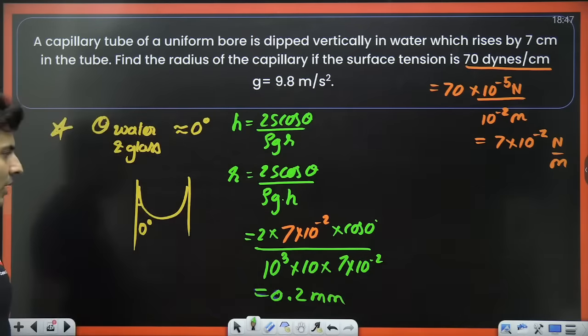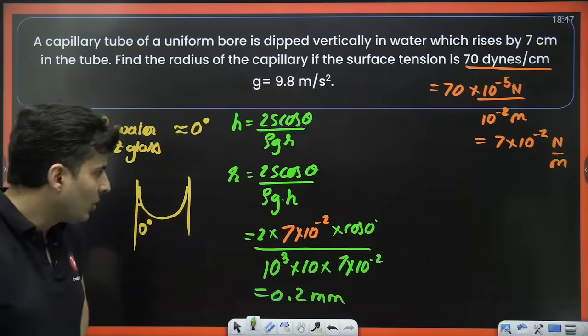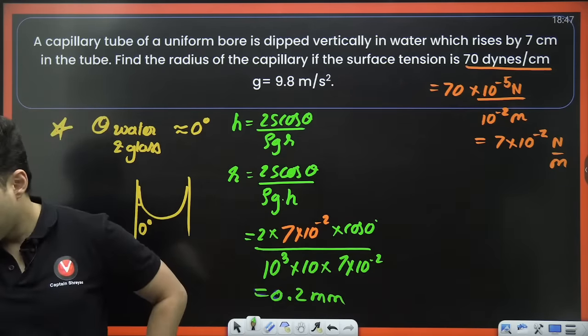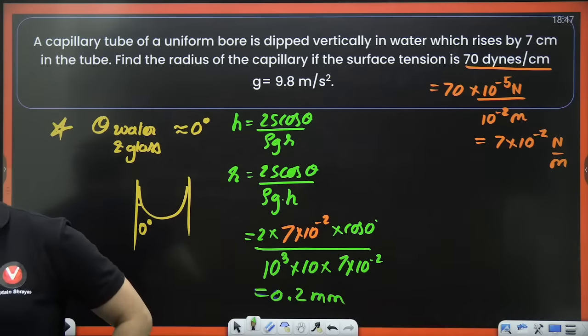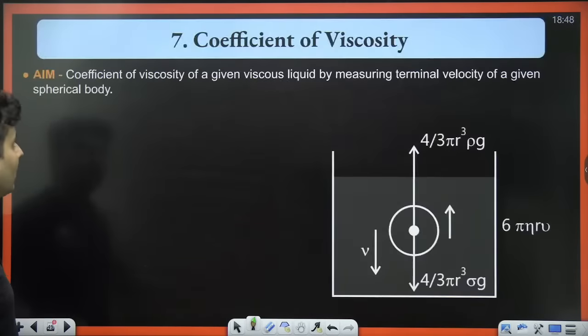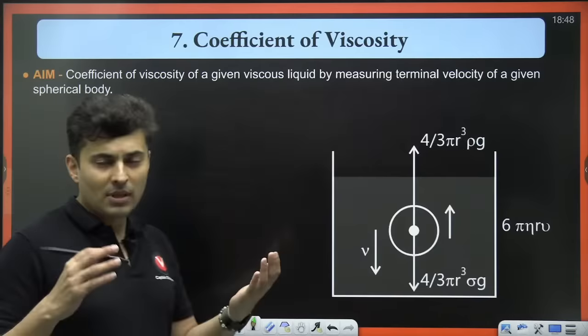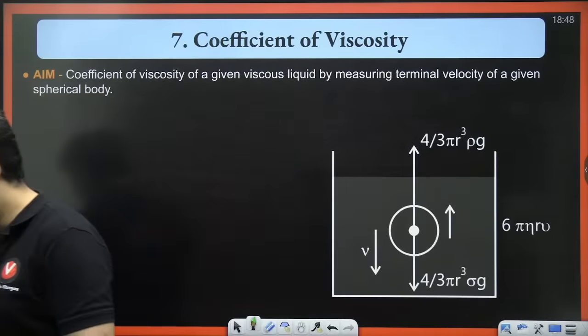Is that okay, my dear warriors? Understood? Clear? Can we move ahead? Yes. Awesome. Very nice. So these are the kind of questions you can expect in your surface tension, height rise in capillary tube. Now the next kind of question.